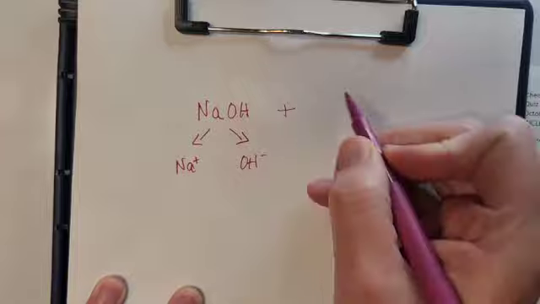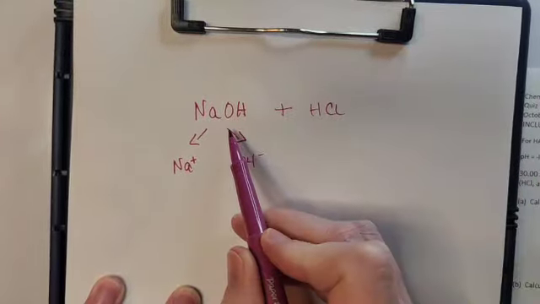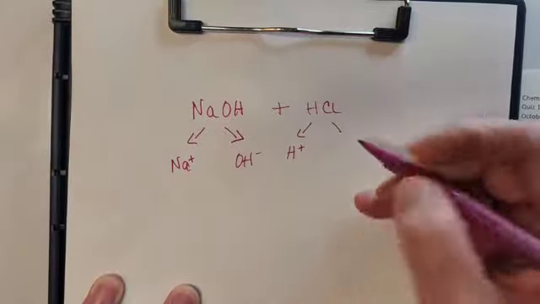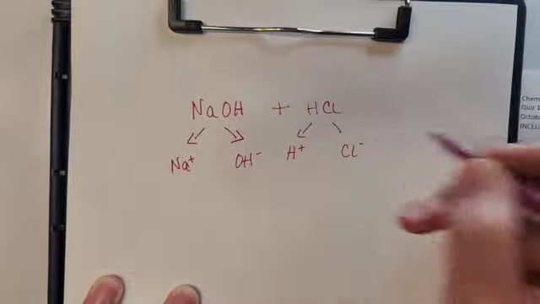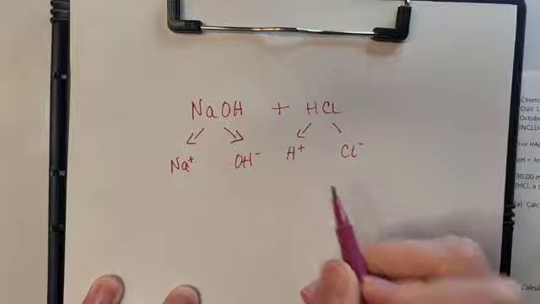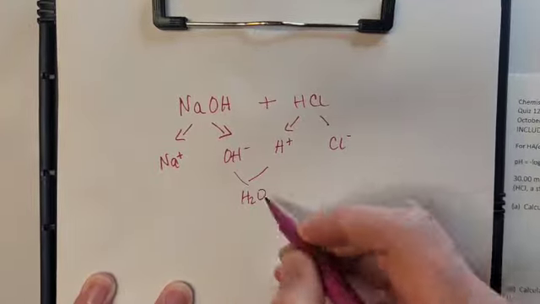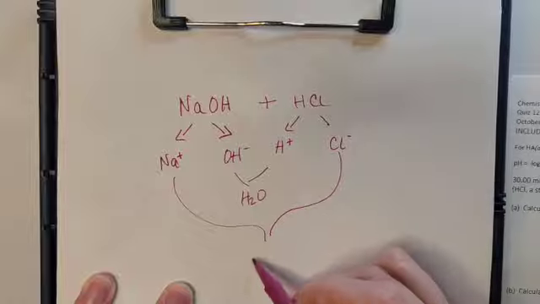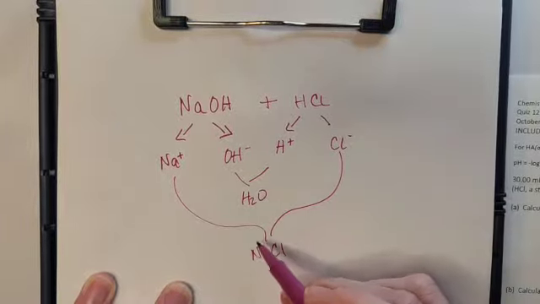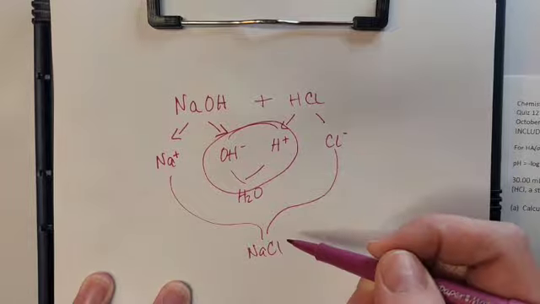But if you're adding sodium hydroxide and hydrochloric acid, hydrochloric acid is a strong acid, sodium hydroxide is a strong base. This is going to dissociate into H+ and Cl-. So when you react this together, you're going to get water and salt. These two come together to make water, and these two come together to make salt. We don't really care about the salt. What we're concerned about are these two species right here.